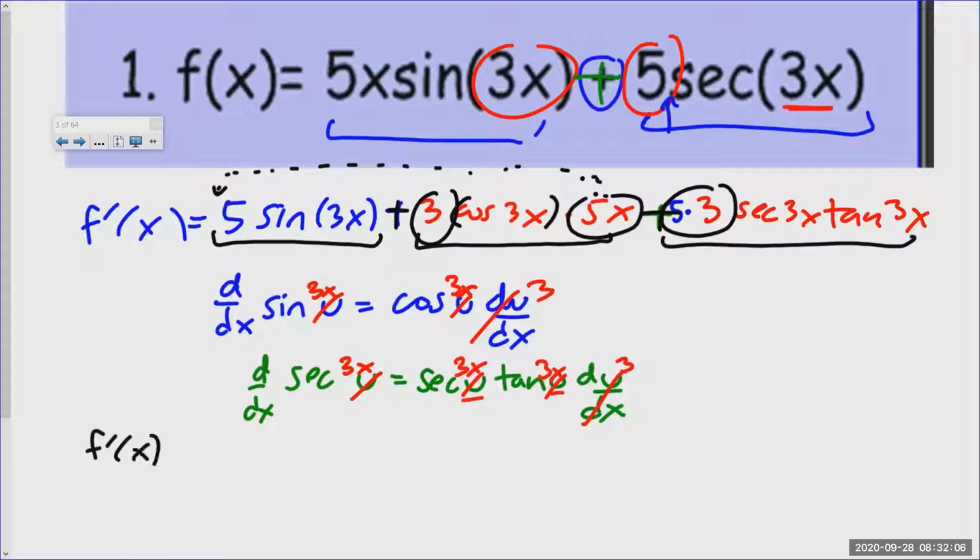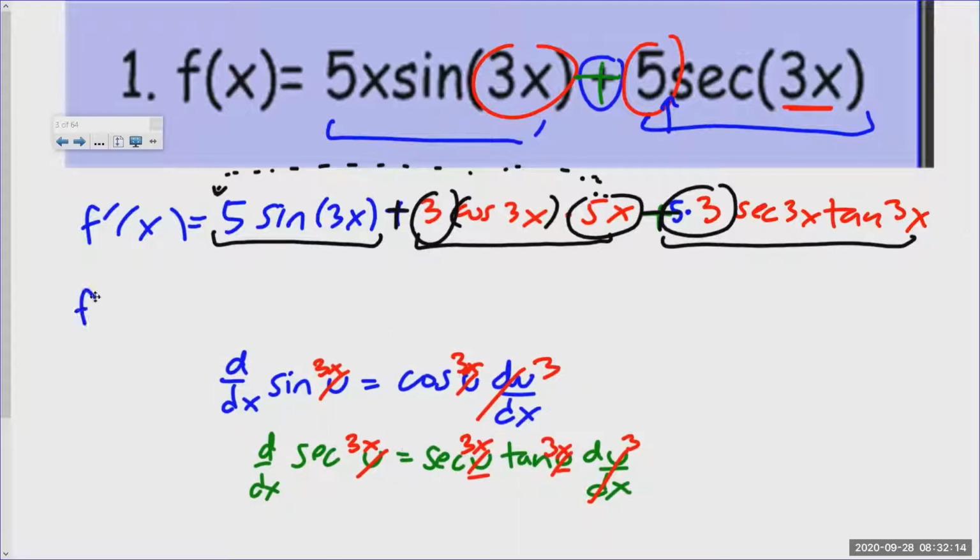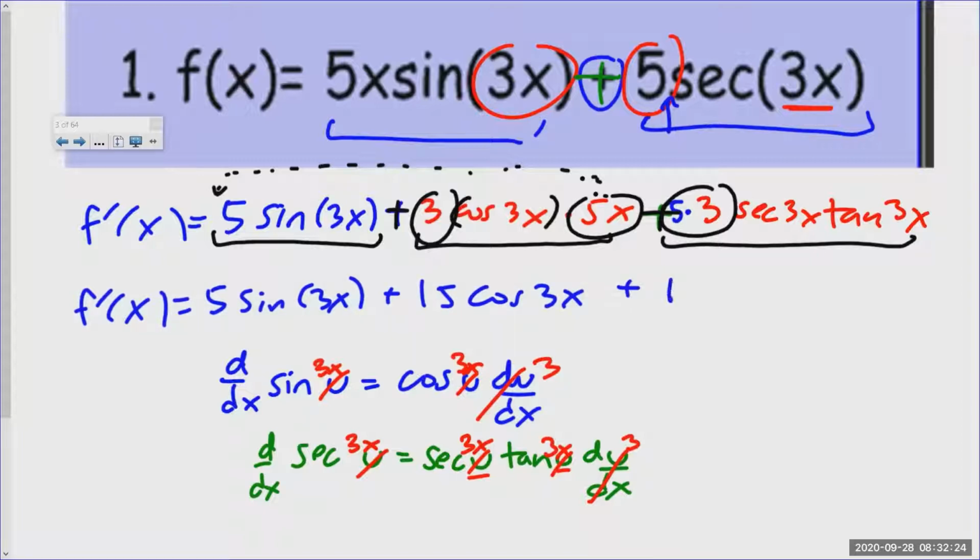So now if I put this all together, actually let me pull this down, and I'll put this all together right here. The derivative of f will be 5 sine 3x plus 15 cosine 3x, and then plus 15 secant 3x tangent 3x. Okay? Does that make sense to you guys? Wouldn't it be 15x cosine 3x? Oh, yes, I forgot an x here. Let me push that in. Yes, thank you guys. Does that make sense to you?